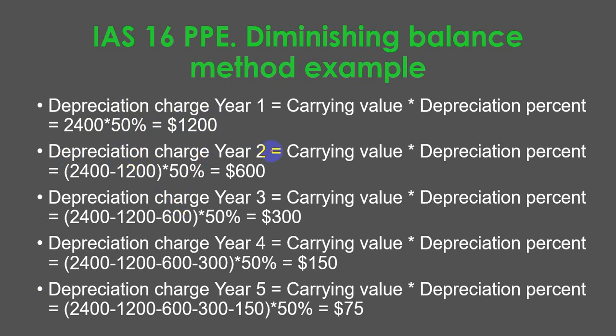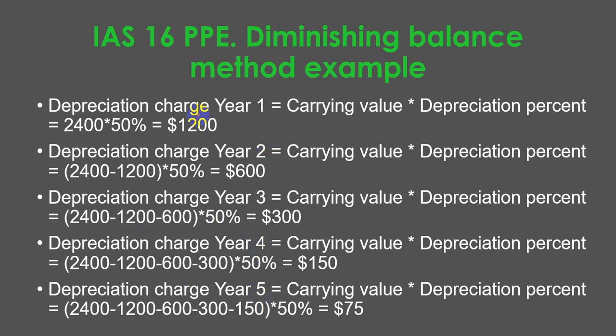Depreciation charge for year 2. The carrying value will be our purchase price minus depreciation for the first year and multiply by 50%, which gives us $600. The same situation will be for year 3, but here we need to subtract depreciation for 2 previous years, and the result will be $300. And as you can see, the situation is the same for years 4 and years 5.